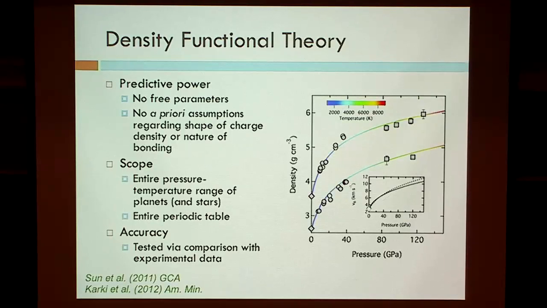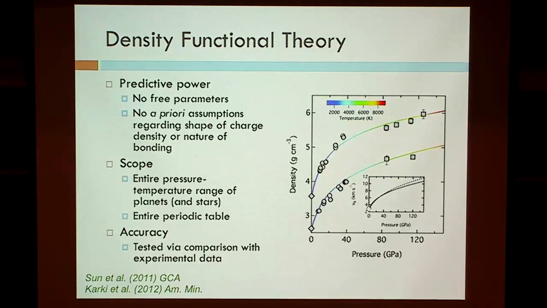The reality, of course, is that you can't solve Schrödinger's equation for anything more complicated than a hydrogen atom. And so these methods are ab initio in the sense that you don't make any a priori assumptions about the nature of the bonding or whatever, but they're not exact. Nevertheless, they do have predictive power because there are no free parameters, no a priori assumptions about the nature of the bonding. As I mentioned, they do have scope: the entire pressure and temperature range of Earth and planets and stars, and people have applied it to this entire range and the entire periodic table as well.